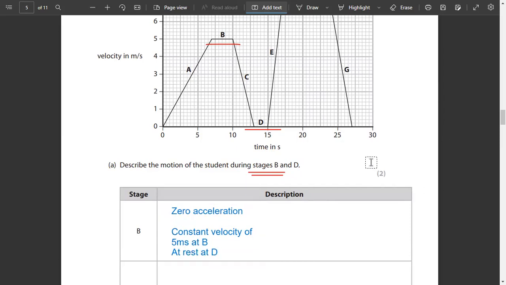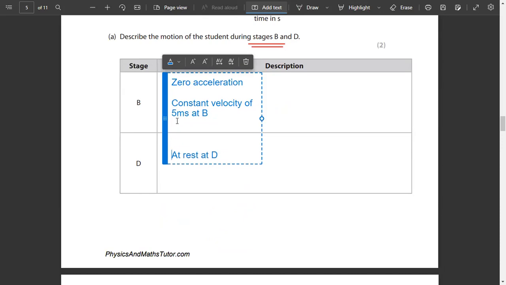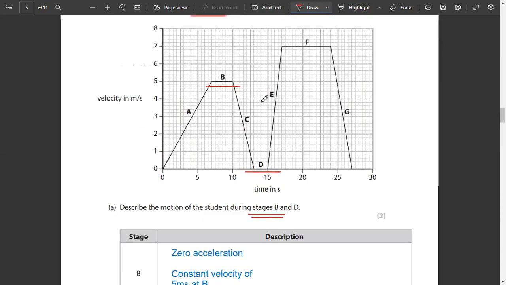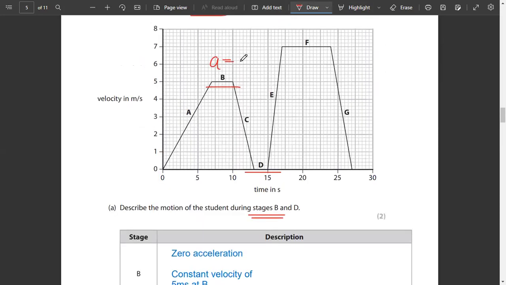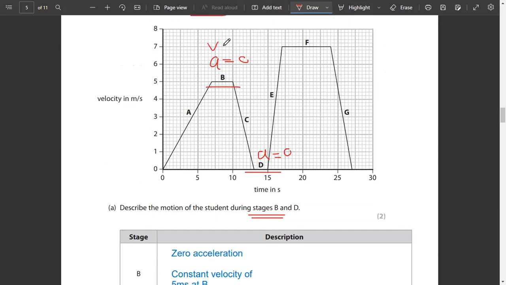तो ये हमने एक्सप्लेन कर दिया. अच्छा नहीं, B और D को अलग अलग करना था. यहाँ पे at rest और यहाँ पे भी zero acceleration. तो B पे we have zero acceleration. अब दोनों में फर्क देखें. यहाँ पे भी acceleration zero है, D पे भी acceleration zero है, but velocity over here is constant.